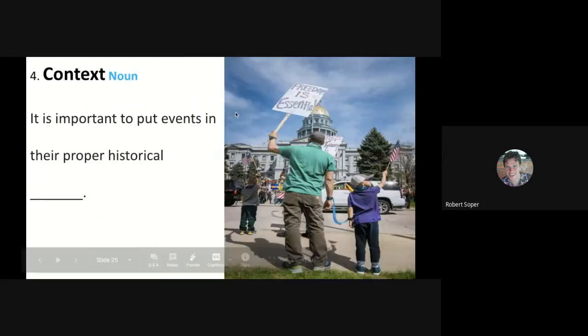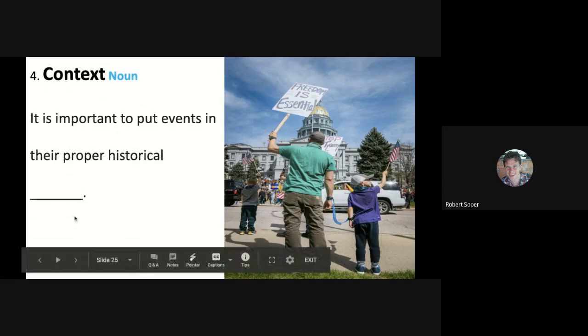Okay, this next word is context. Context is a noun. It basically means the situation, events, or information related to something. Or in other words, the setting. So, looking at this sentence here, we could say it is important to put events in their proper historical context. Okay, so how would we explain that using a better example?